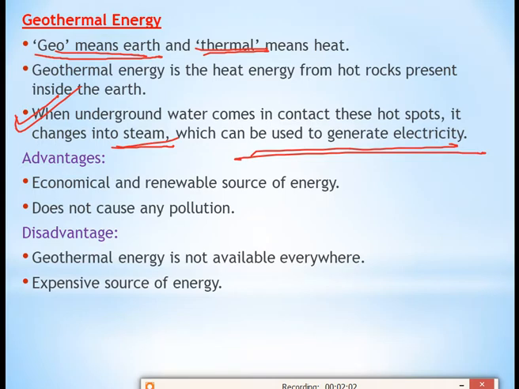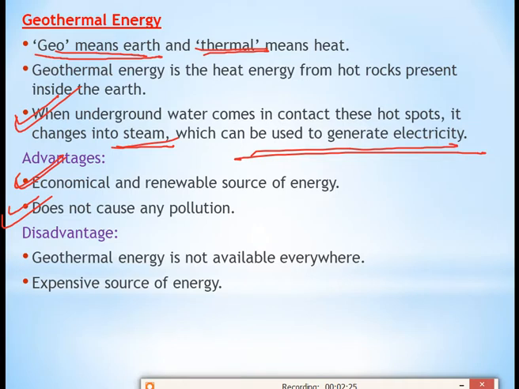Now, what are the advantages of geothermal energy? The first advantage is that it is economical, meaning we have to spend less money for getting this energy. It is a renewable source of energy, meaning it will never finish in the future. It does not cause any pollution. Yes, it will not create any pollution. It is eco-friendly.